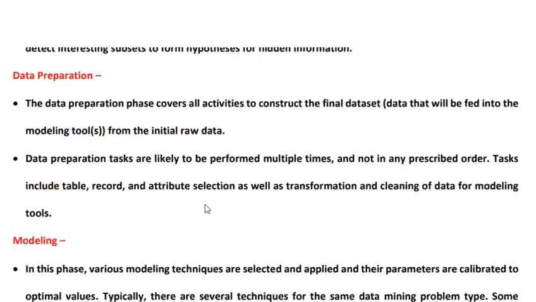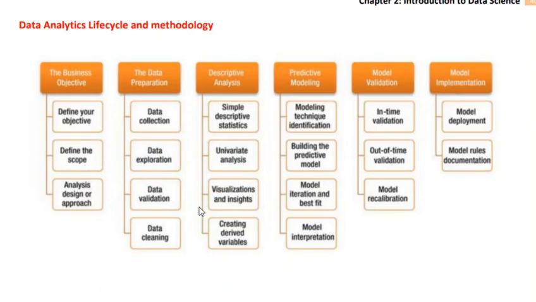So in this class, we have learned about the various phases in the data analytics lifecycle and the associated methodology. We have learned that there are 6 identifiable phases in the data analytics lifecycle, starting from formulation of business objectives, to data preparation, to descriptive analysis, to predictive modeling, then model validation, and eventually model implementation. We have also listed the set of activities performed in each of these phases.